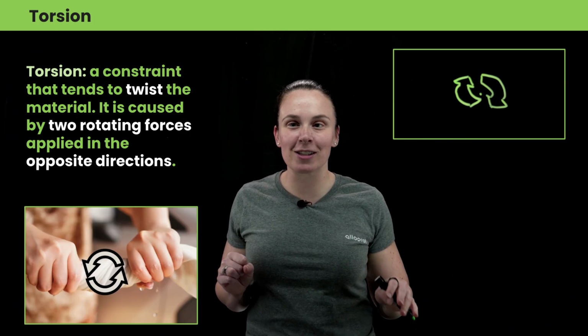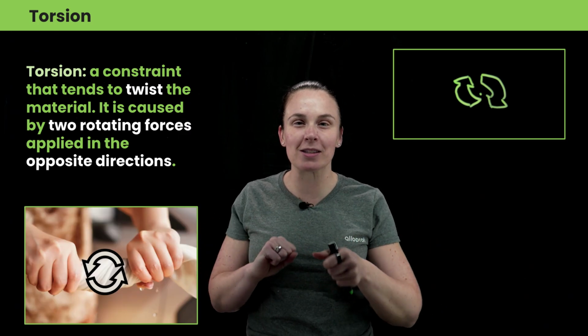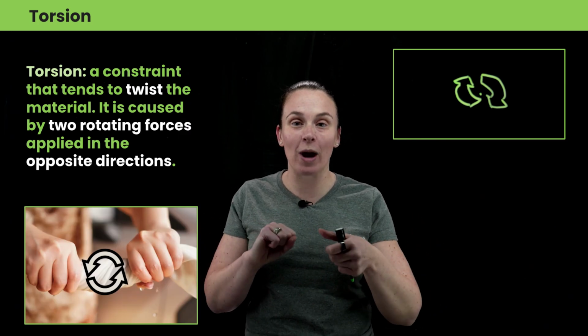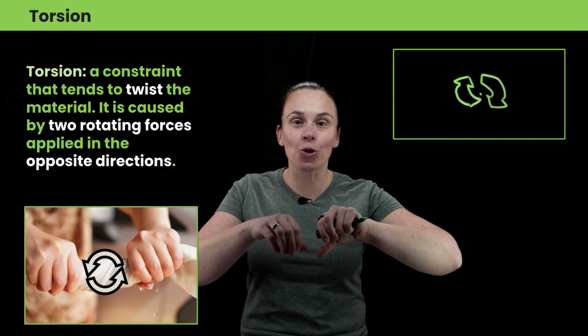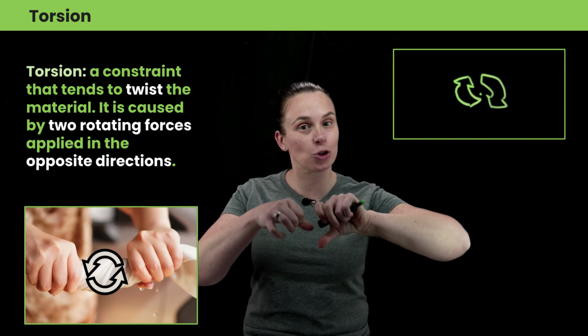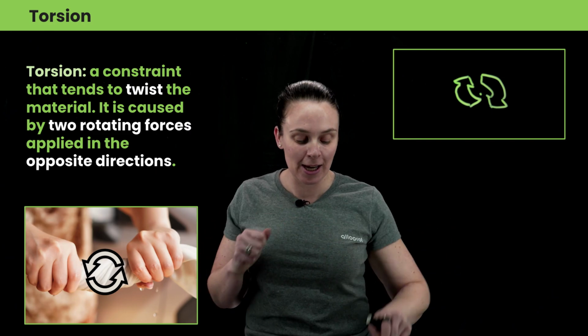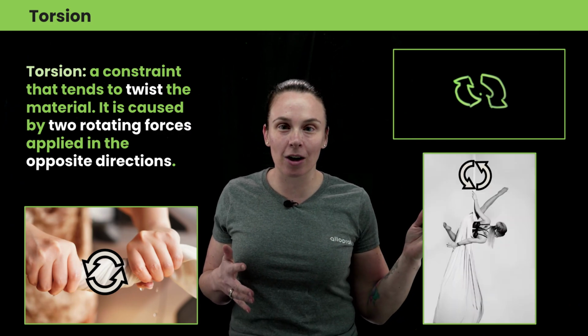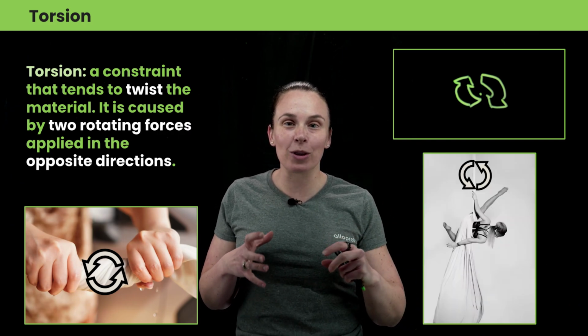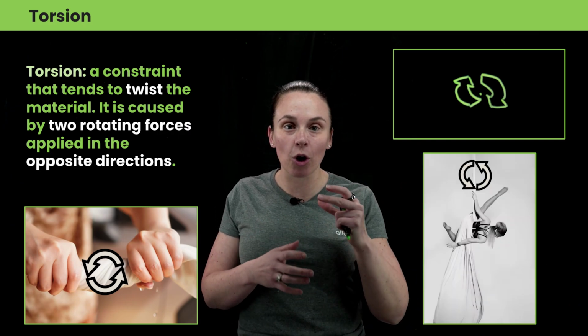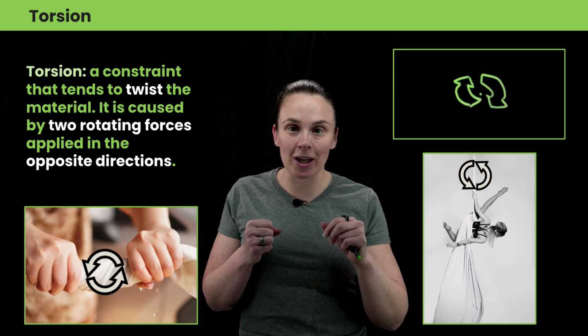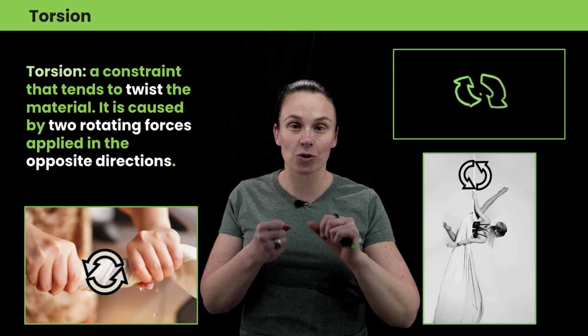So if you want to think, for example, of wringing out a towel or a piece of clothing after it's been super wet or fallen in some water, you're wringing it out. That's a force of torsion. You're applying that constraint. Another example is when we have aerial artists or gymnasts, when they're on that ribbon or that rope, when they're swinging from it, it's undergoing that constraint of torsion.